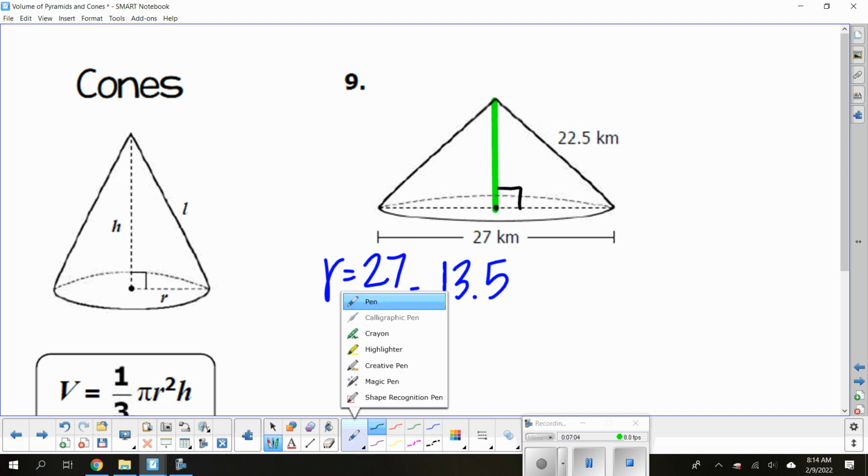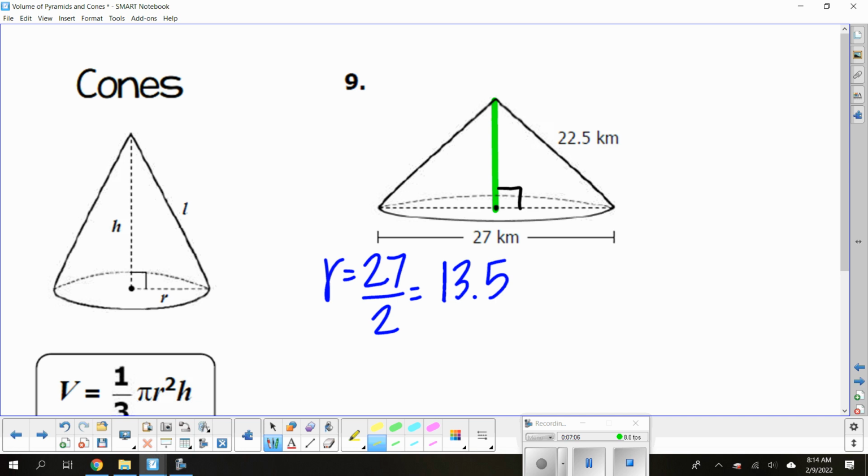But I do have a right triangle that is being formed. So again, I have that slant height, I have that diagonal height, but I need the actual perpendicular straight down height. So I really want to run the Pythagorean theorem. We just found our radius to be 13.5. We're trying to find our height. So go ahead and pause the video and practice finding the height using the Pythagorean theorem on this figure.